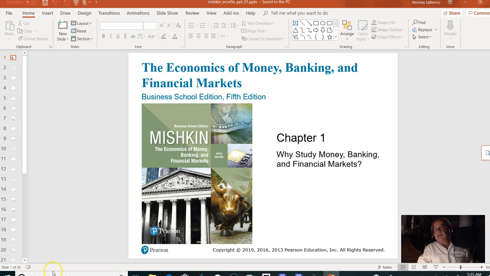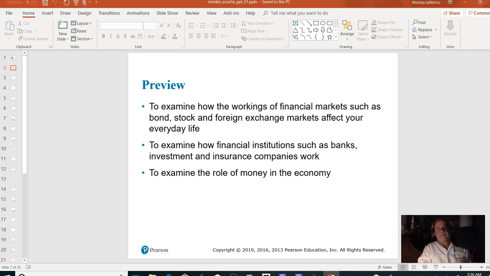All right, so I just want to go over some items here on chapter 1. This is an introductory chapter here, and it tells us the roadmap we're going to go on. So we're going to look at financial markets, right? How they work, and we're going to talk about bonds, stocks, foreign exchange markets. And the foreign exchange markets are 24-hour-a-day markets, 7 days a week, 365 days a year. They basically never sleep. And we'll look at banks and how investment companies and the like all work, and how money flows through the economy.